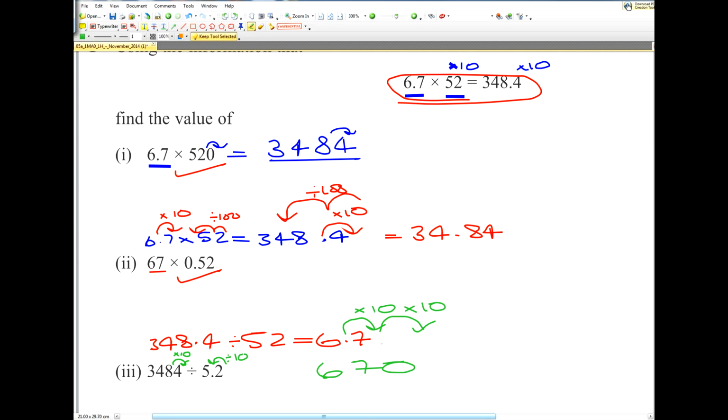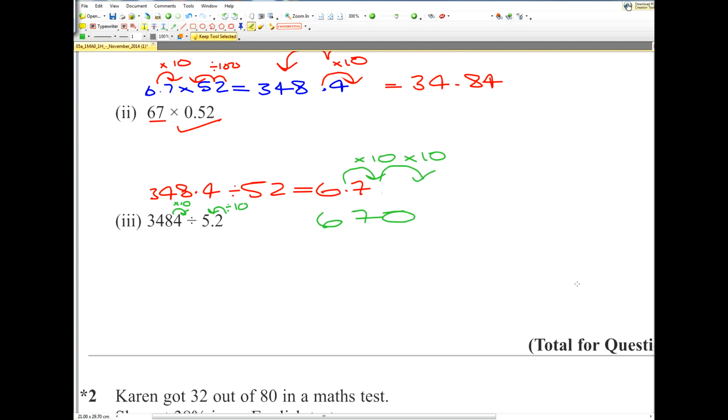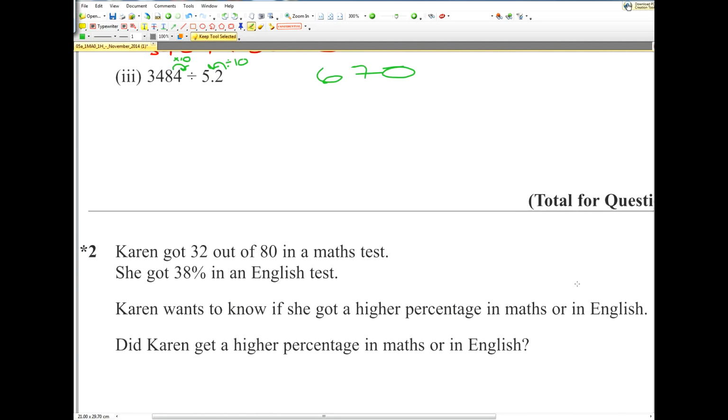Okay, let's move on. On that page, is there any more questions on that same page? Yeah. On the bottom. So we need to move down a bit. And this thing is actually in the way. I'm going to move on.